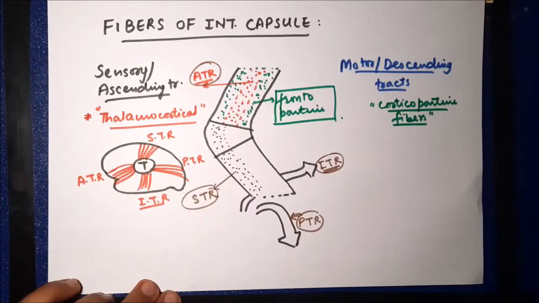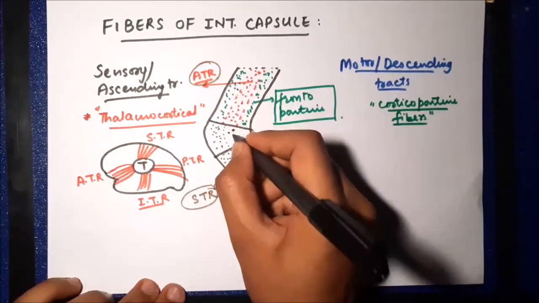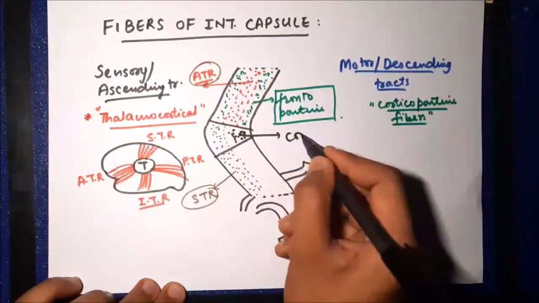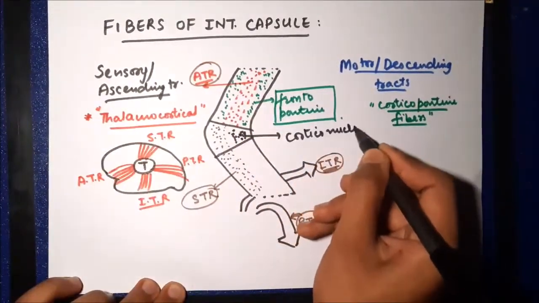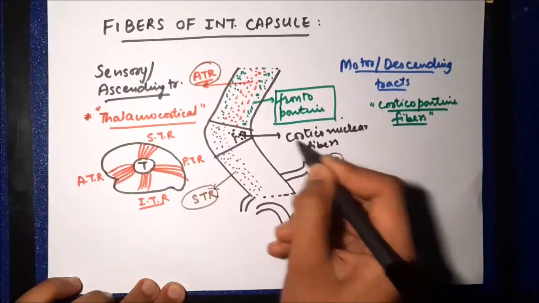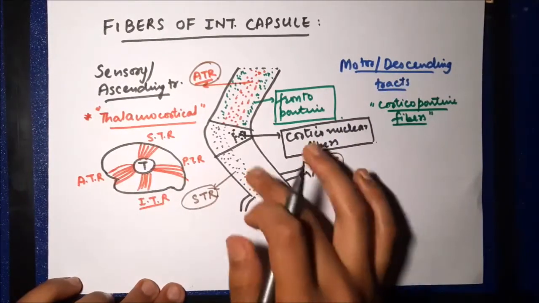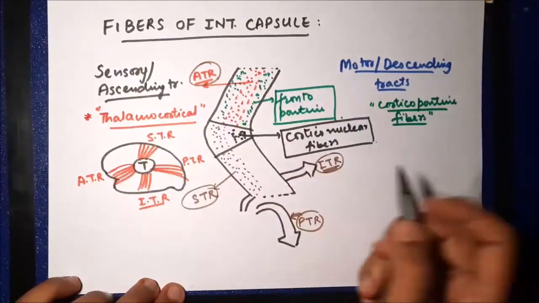The fibers present in the genu, these descending fibers, they also start from cortex, but they go to the spinal cord. So they are known as corticonuclear fibers.